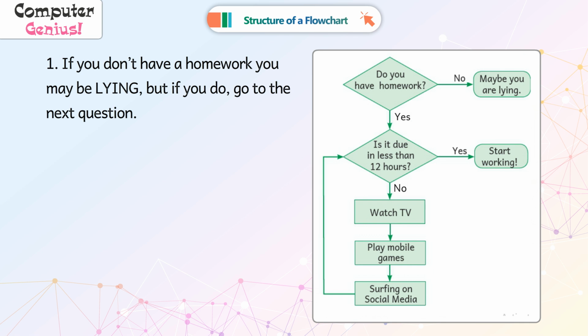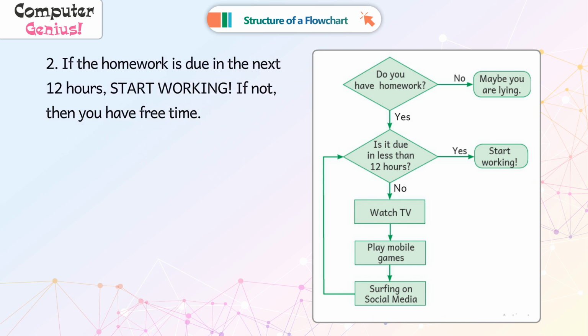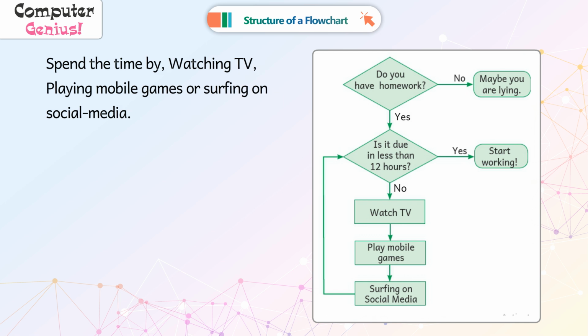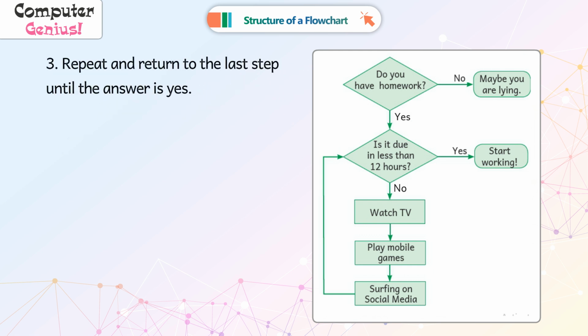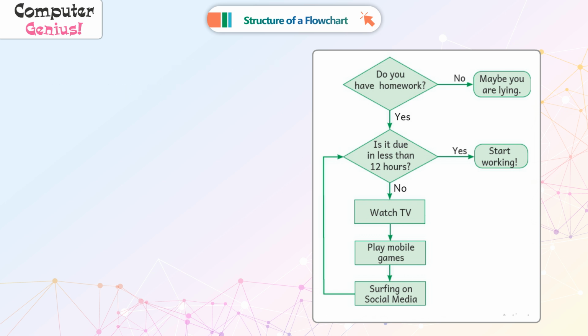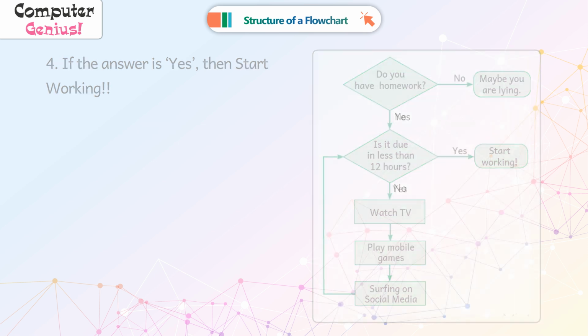1. If you don't have homework, you may be lying, but if you do, go to the next question. 2. If the homework is due in the next 12 hours, start working. If not, then you have free time. Spend the time by watching TV, playing mobile games, or surfing on social media. 3. Repeat and return to the last step until the answer is yes. 4. If the answer is yes, then start working.